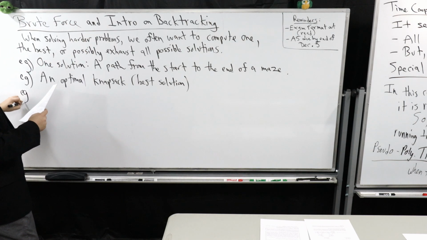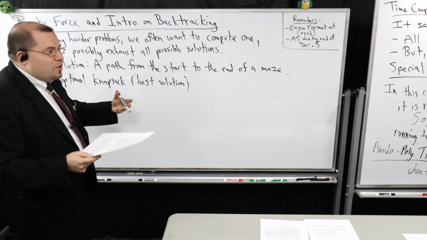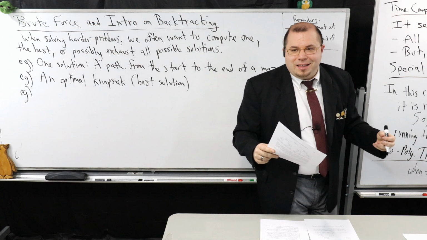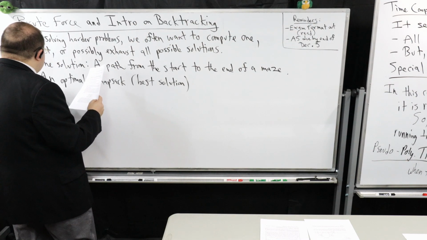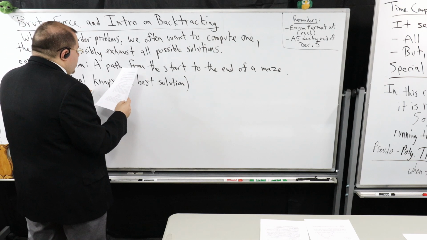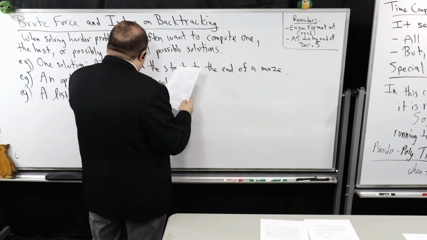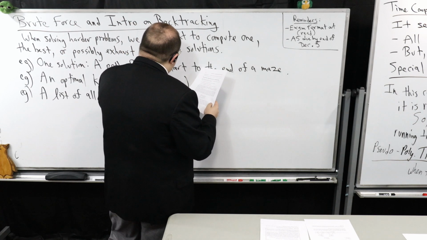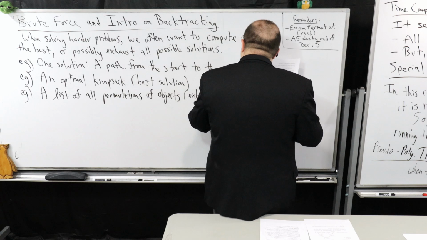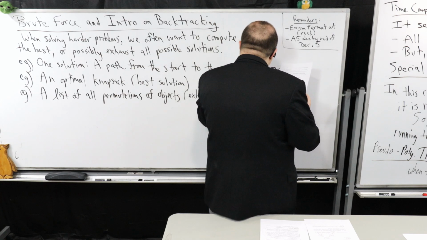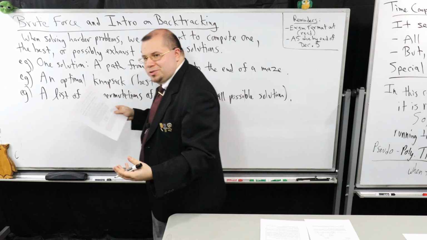Another example for the last one here is very often we may want to actually construct a whole set of objects that are all technically solutions by how we define them. So a good example of this would be a list of all permutations of objects. So this is exhaust all possible solutions. So just to give you a flavor for what kind of things you can use these approaches for.